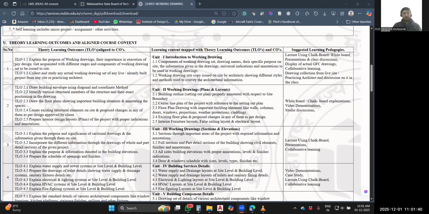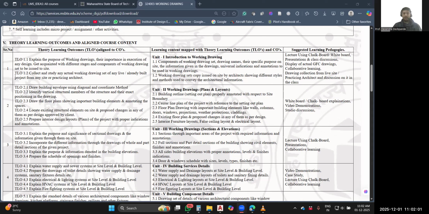Now the second theoretical learning outcome is to collect and study any actual drawing sets of live sites or already built projects from any site or practicing architect.